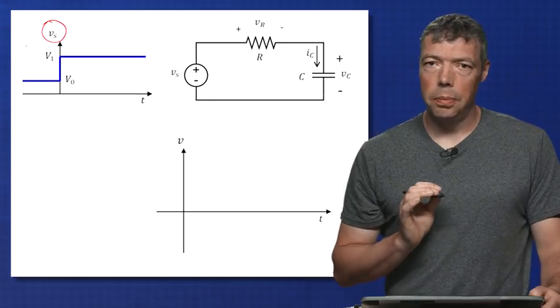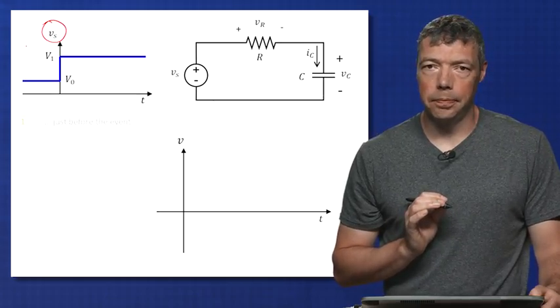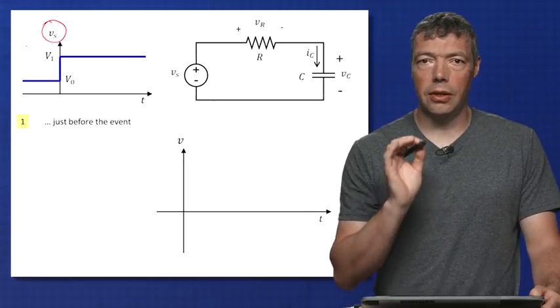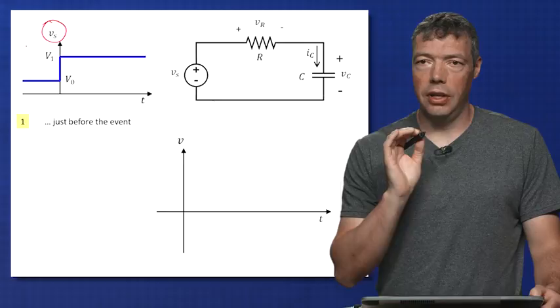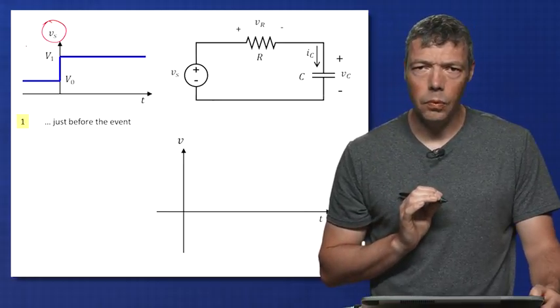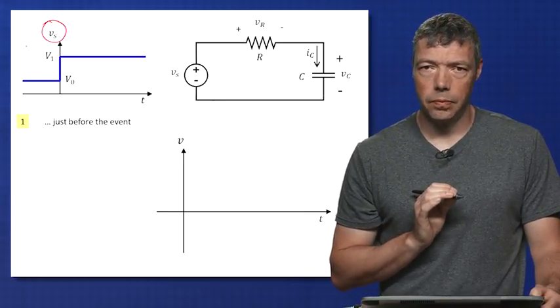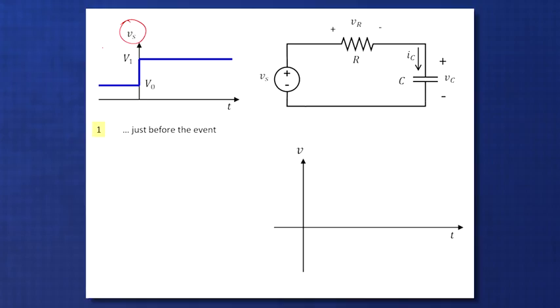Well, you typically are going to use 3 steps. The first step, you're going to evaluate what is the situation just before the event happened. Just before the event, what do I know? Well, I assume everything has settled. It has been a long time. The voltage Vs has been equal to V0 for a long time. So everything has settled. When there are no changes in time, I know the capacitor behaves as an open circuit.